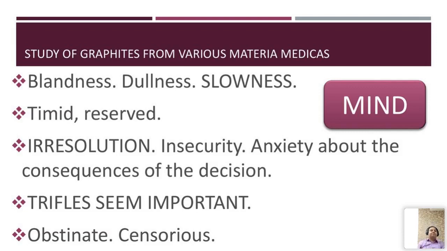Trifles seem important. Small things seem important, and that is why graphite is one of the important fastidious remedies. Trifles seem important. She can become restless, with anxiety, if things are not in proper place. So she's very obstinate and censorious.